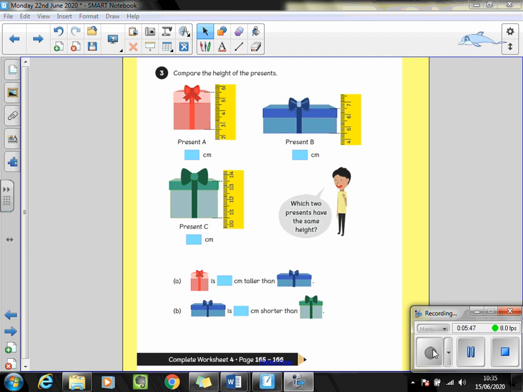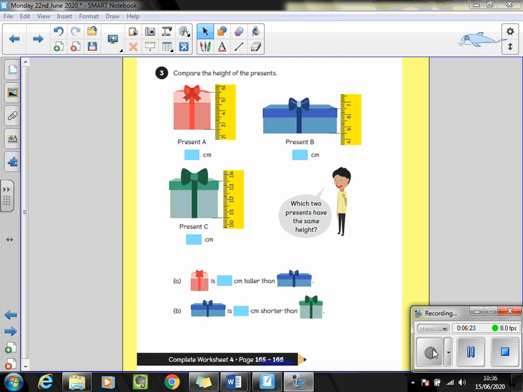And the last guided practice is to compare the height of the presents. So have a go at measuring the height of each of those three presents first. Think about which two presents have the same height and how do you know? Look really carefully at the rulers because the measurement of those presents don't always start on a whole number. That's what makes this trickier. And then complete the two sentences A and B at the bottom.